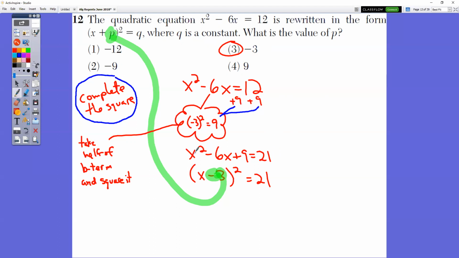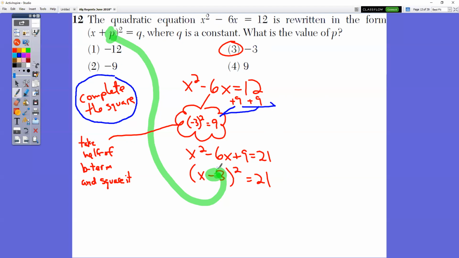So now we have the trinomial x squared minus 6x plus 9 equals 21 when we add together 12 plus 9. This can be simplified. This trinomial, if we do reverse FOIL, what times what is 9 that adds up to -6? Well, it would be -3 times -3. So that's going to be (x minus 3) squared equals 21. That would be our next step.